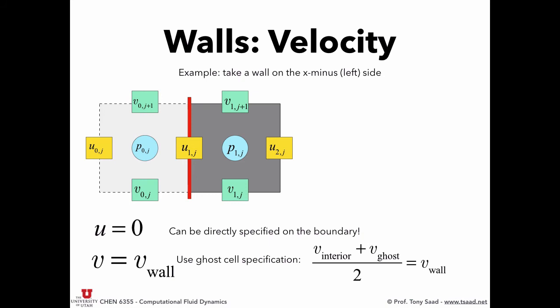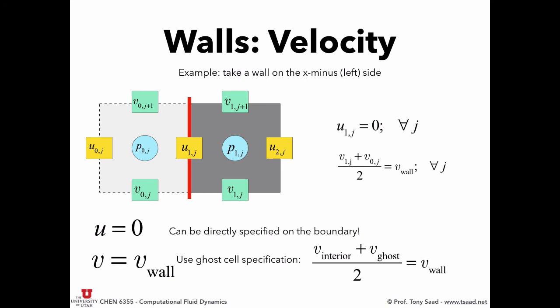Now, in terms of this indexing, the first condition implies that U1j for all j is equal to 0, and the second condition, V equal V wall, implies that V0j plus V1j over 2 for all j equals V wall. Okay? So these guys, the average is equal to V wall. These guys, the average is equal to V wall. So essentially, you can slice through this in one chunk in Python.